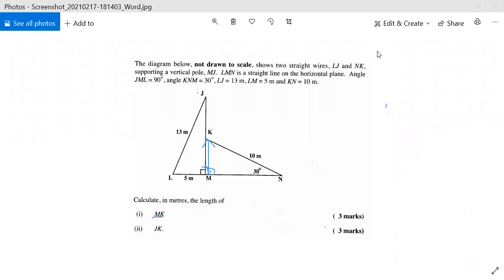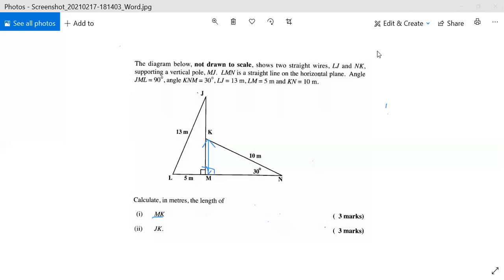We have been asked to work out a question from the January 2009 paper. So we are attempting to do that in this video. The question reads, the diagram below, not drawn to scale, shows two straight wires, LJ and NK, supporting a vertical pole, MJ. LMN is a straight line on the horizontal plane. Angle JML equals 90 degrees, angle KNM equals 30 degrees, LJ equals 13 meters, LM equals 5 meters, and KN equals 10 meters. We are asked to calculate, in meters, the length of MK.